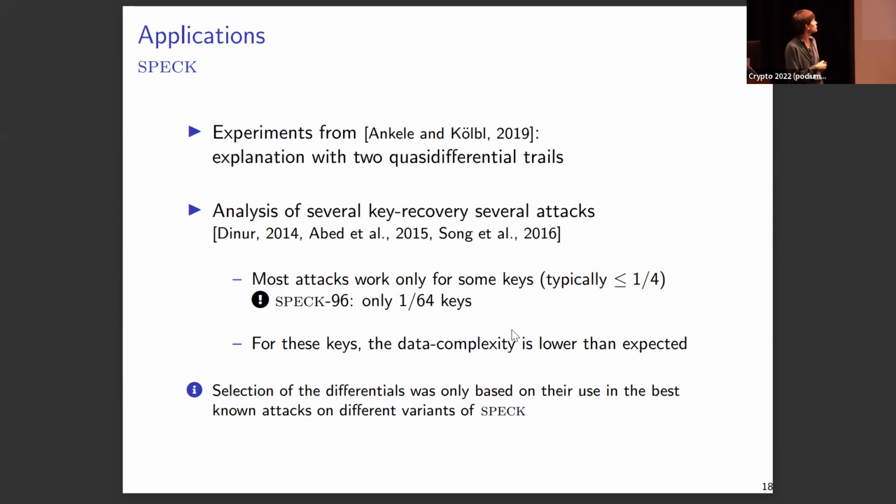Similar to that, you can explain some experiments that were recently published at SAC, I think. That's even easier, actually. In that case, you only have 2 trails. And then we also looked at some actual key recovery attacks. Basically, the conclusion there is that most of the key recovery attacks that have been published only work for 1 in 4 keys or less, with some exceptions like Speck 96, where it only works for 1 in 64 keys. The positive side to that is that for the keys for which the attack could actually work, you can do it with a lot less data than what's expected.